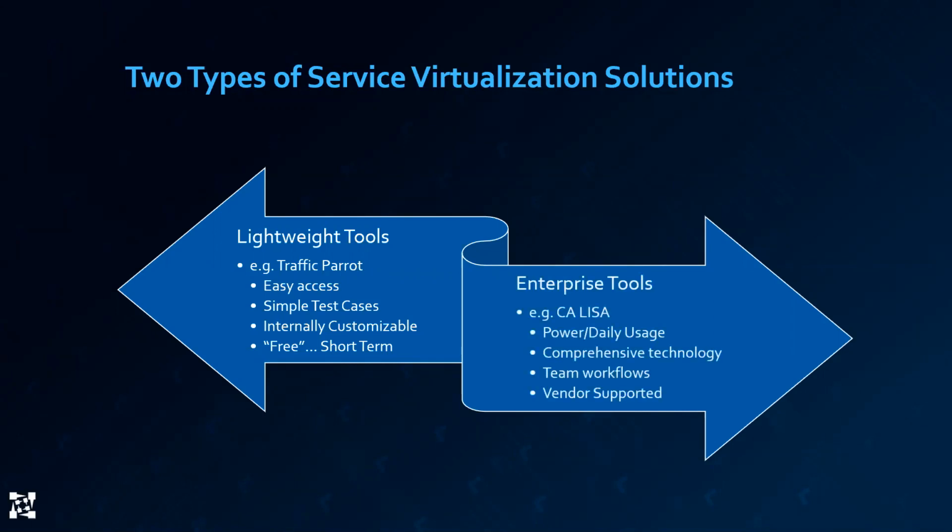So on the other side of the spectrum, we have those enterprise tools. A good example of this would be CA-Lisa. The idea is these are heavy hammers that allow us to do comprehensive virtualization across the organization. They're built with scalability in mind. They have many built-in message formats and protocols. There's a governed process that allows us to understand the different policies and procedures to use these solutions. And of course, they're vendor supported. So as new message formats and protocols become available, they become available.